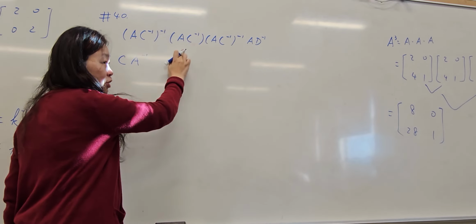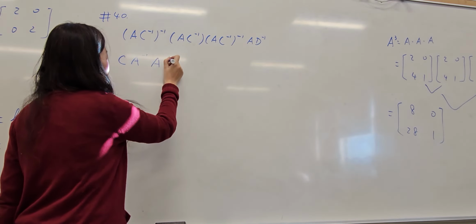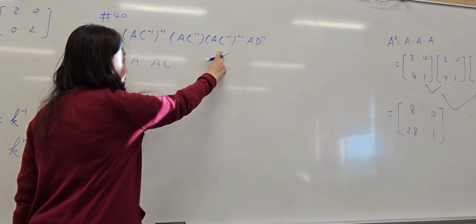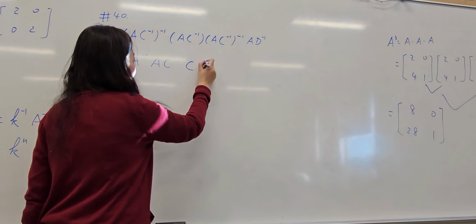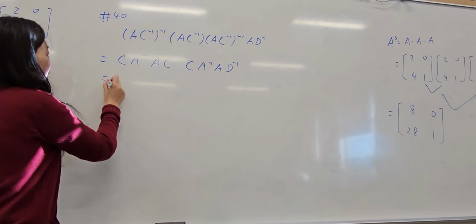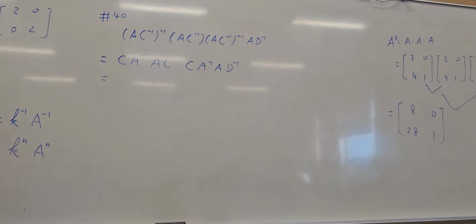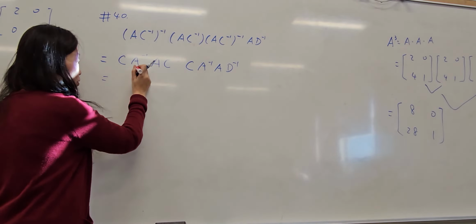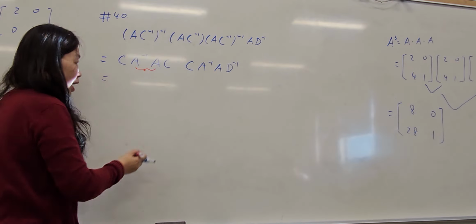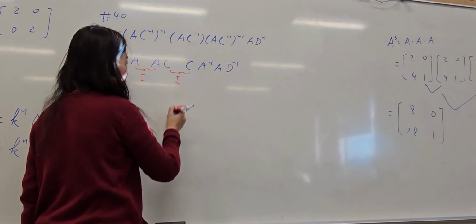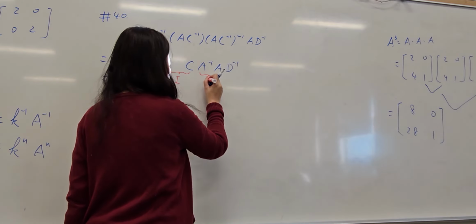What about this one? Is there any changing here? No. Any changing? What is it? C, A inverse. No changing. Okay. And now let's see if you can simplify. How do you simplify? This one gives you nothing, right? But you know this gives you something, isn't it? What is it? I. And then what? I. And then what? I. That's right?